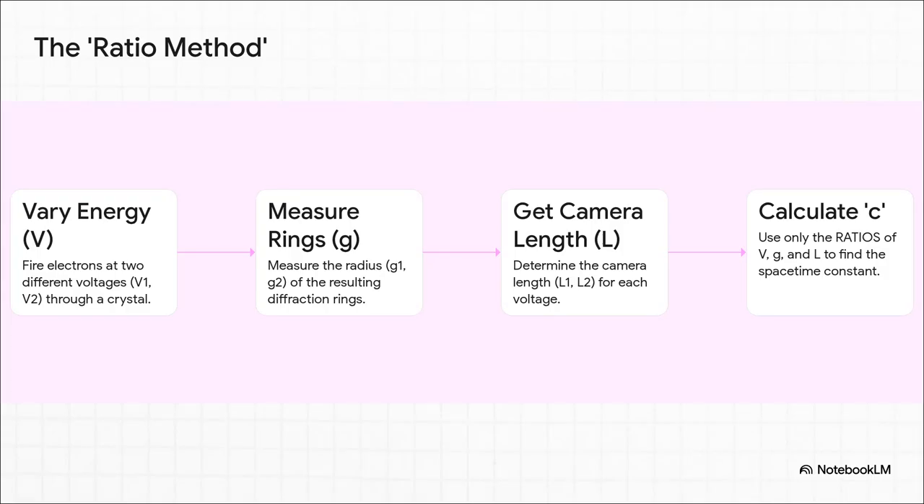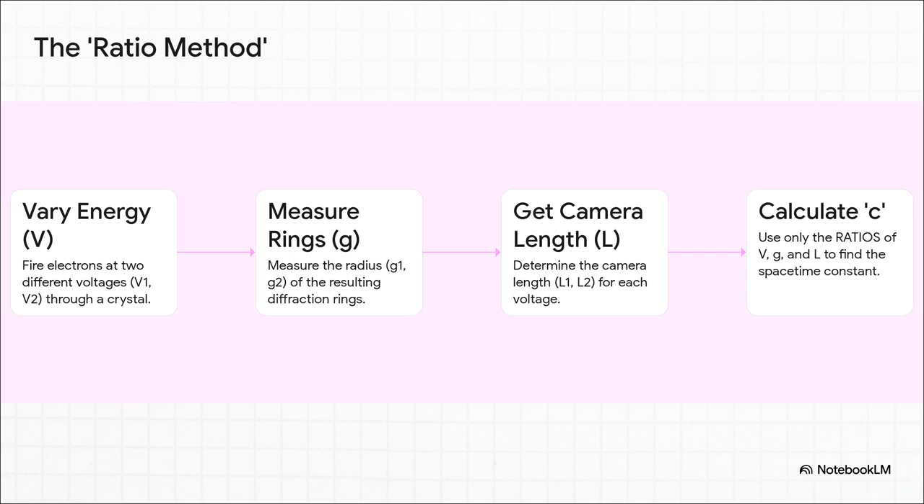So check this out. They call it the ratio method. Here's the basic idea. First, you fire electrons at different speeds. You do that by changing the voltage, and you shoot them through a crystal inside a microscope. When they pass through, they create this pattern of rings on a detector. So you measure the radius of those rings. You also have to measure a property of the microscope called camera length for each speed.